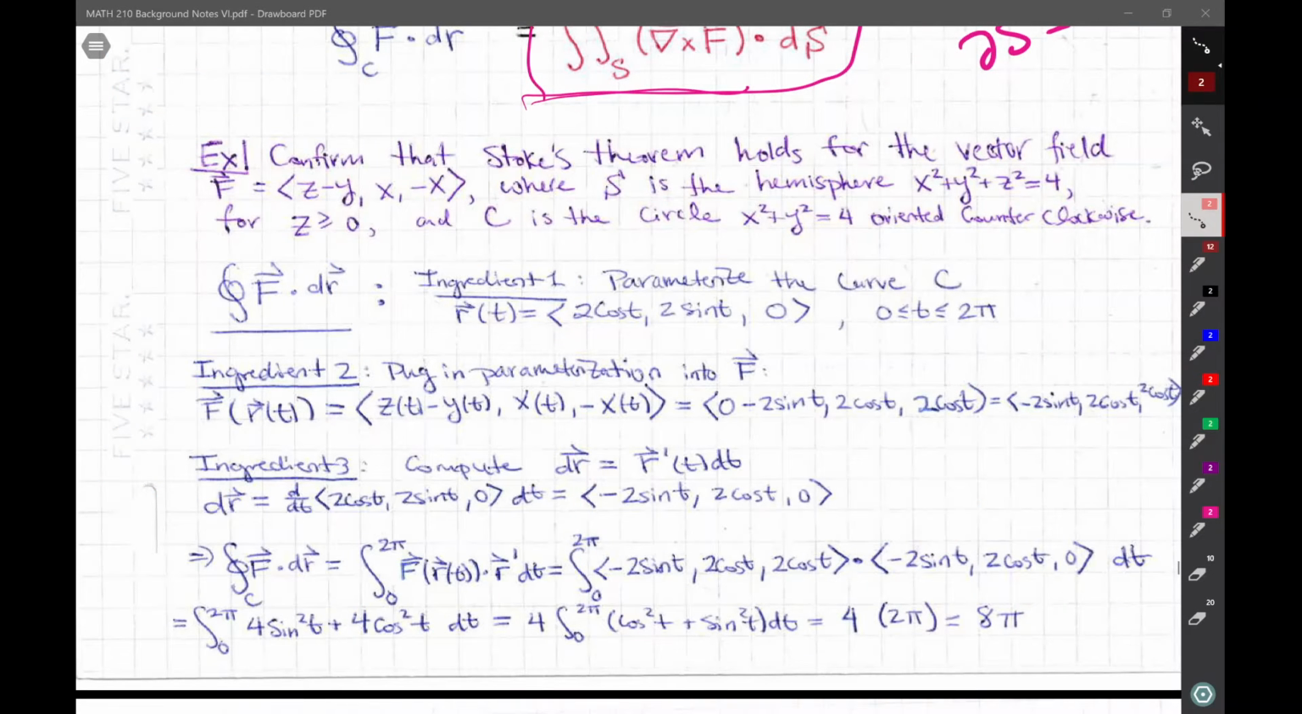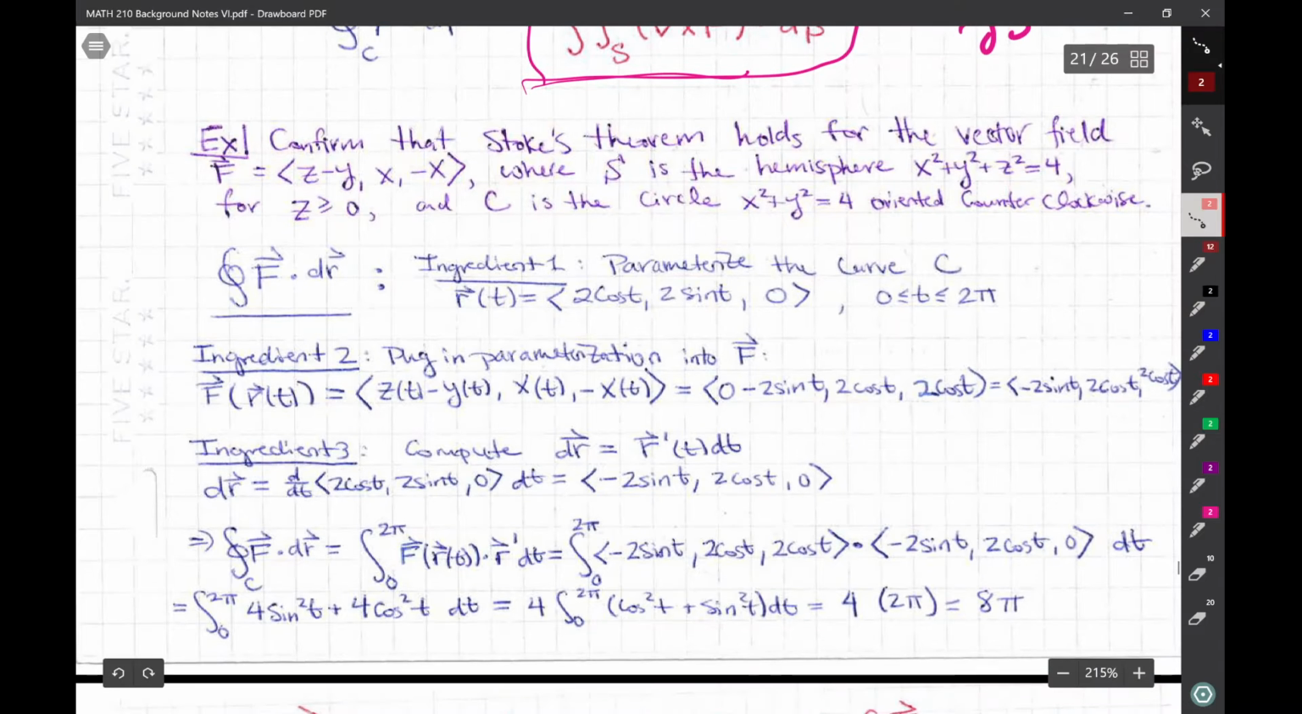So let's take a look then at an example of Stokes' theorem. We're going to confirm it. Let's confirm that Stokes' theorem holds for the vector field. Here's our vector field, and S is the upper hemisphere of a sphere of radius 2 in R3. That's the surface, and the vector field is here. So the boundary of that surface will be the circle x squared plus y squared equals 4, oriented counterclockwise.